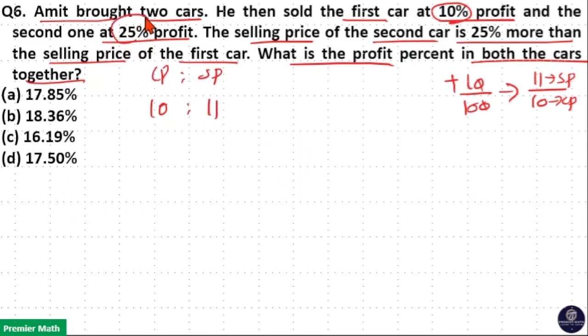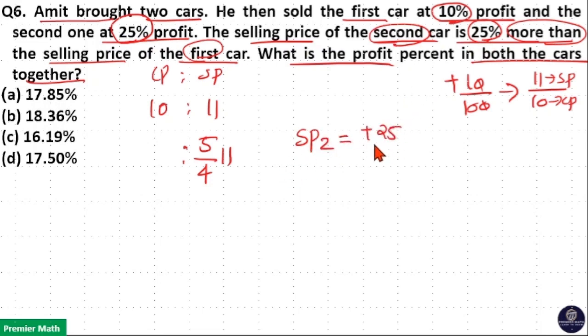Now, Amit sold the second car at 25% profit. Before writing the ratio, look at the third relation. The selling price of the second car is 25% more than the first car. 25% more means 5 by 4. So 5 by 4 of the first car means 5 by 4 of 11. That is, consider the selling price of the second car as SP2, which is 25% more, means plus 25 by 100 of the selling price of the first car. Here, the selling price of the first car is 11 parts, so write SP1 as 11. Now, 25 goes 4 times in 100. Plus 1 by 4 means 5 by 4. So 5 by 4 of 11 is the selling price of the second car.